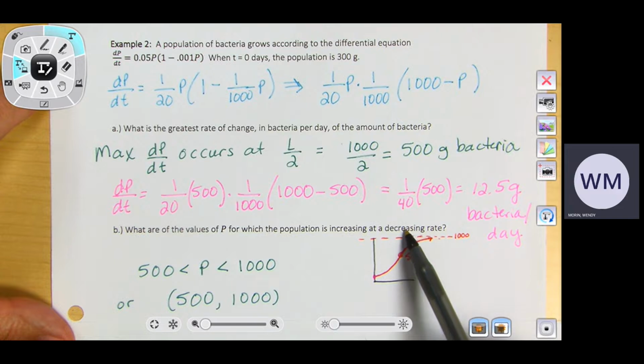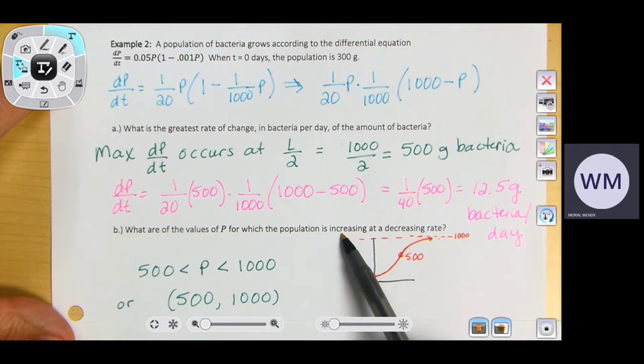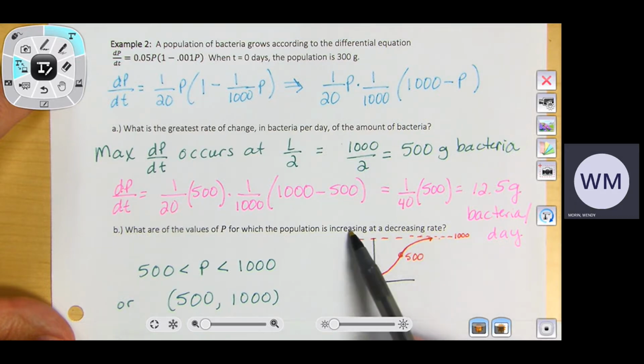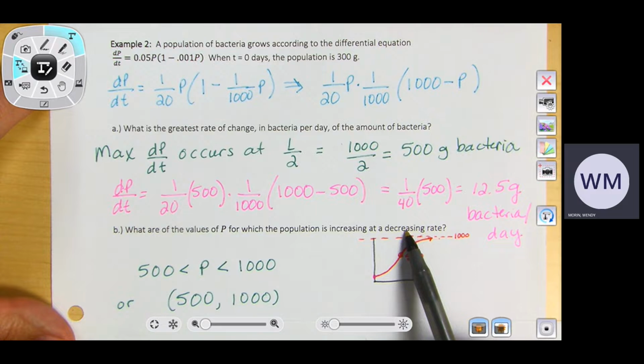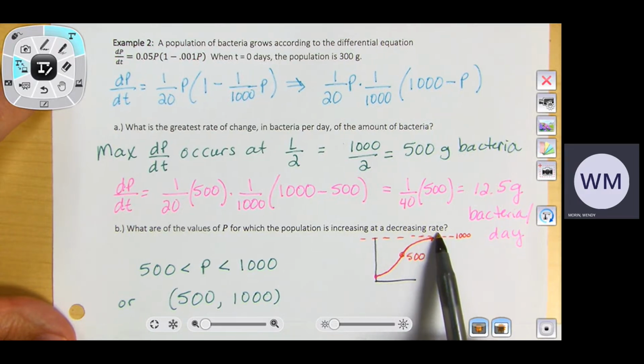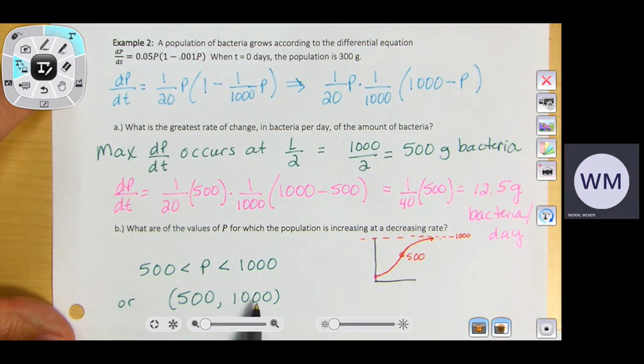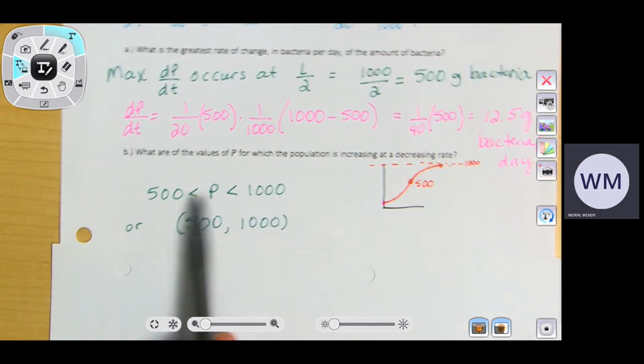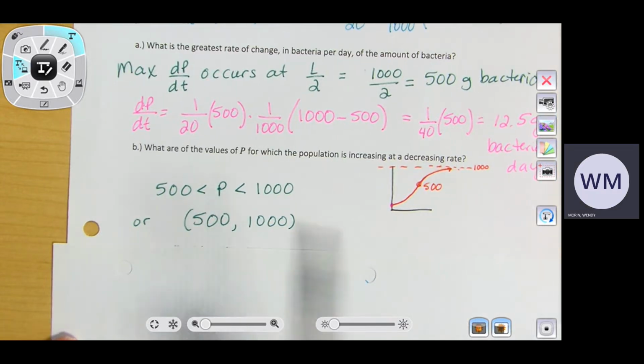Again, that is your second derivative being negative. First derivative is positive. Well, we have positive slopes everywhere on here, so this is always happening. A decreasing rate is happening when your rate's derivative, or second derivative, is negative, which means concave down on the graph. So your answer is from 500 to 1,000. Compound inequality or interval notation, either one of them is acceptable.